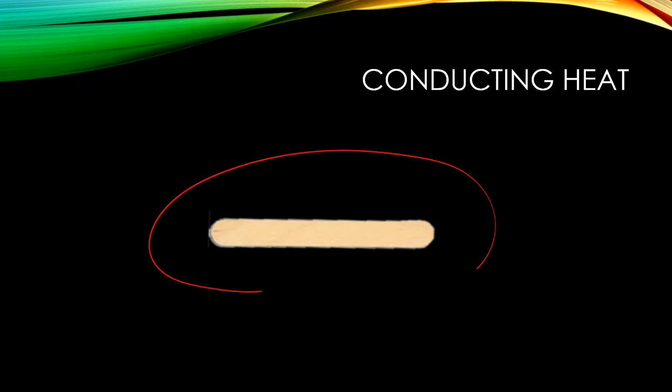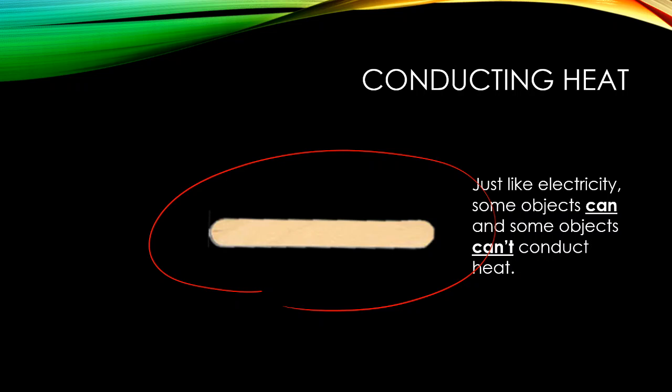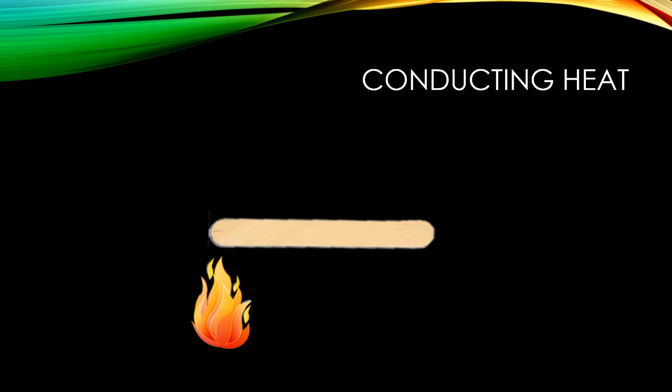So if I took my popsicle stick again, and I had something that was really hot, a source of heat, and I could put a source of heat under one end of it, what you would find is that, just like electricity, some objects can and some objects can't conduct heat. So if I took a little flame or something that was hot, and I tried to heat up this left end of the popsicle stick, and I left it there for a little while, but I managed not to catch it on fire, eventually what you would see is that that side of the popsicle stick would start getting hotter and hotter and hotter. However, because a popsicle stick, this wooden thing, is not conductive, the other side of the popsicle stick would still stay cool. It would not heat up.